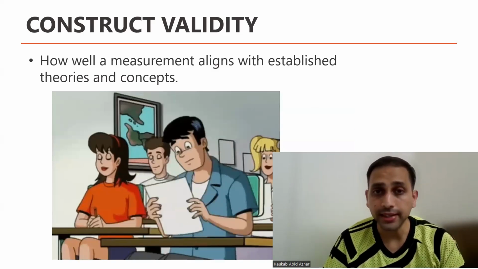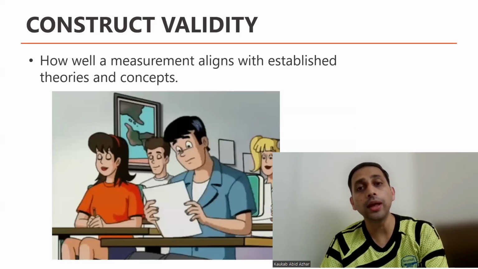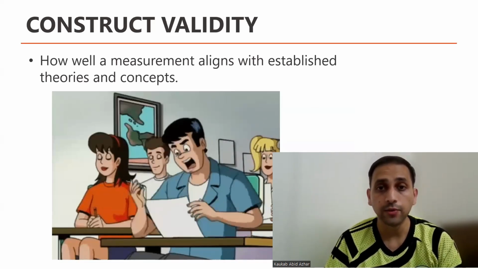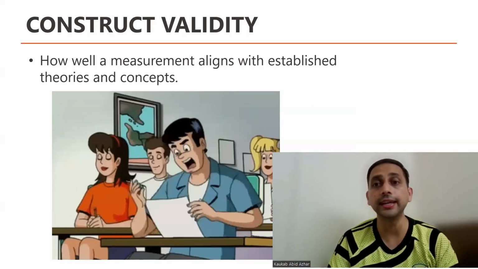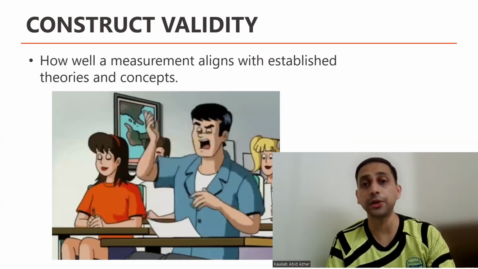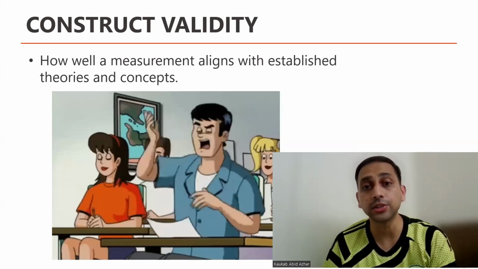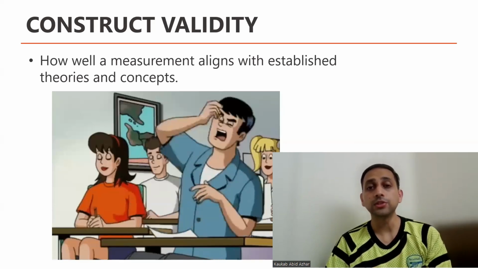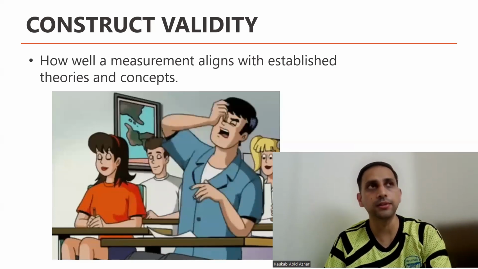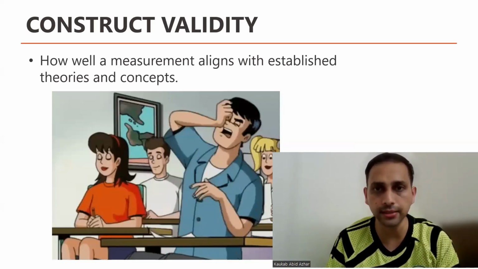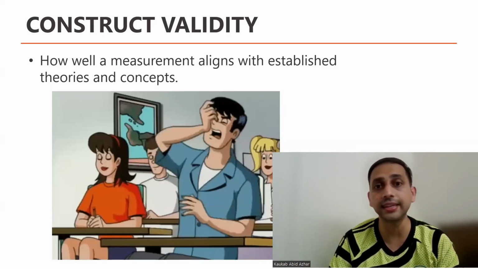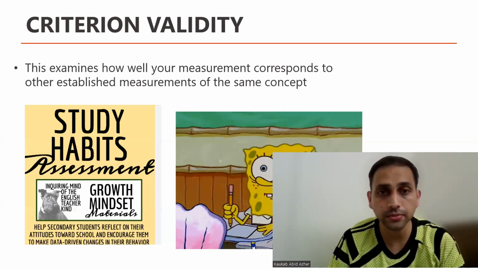What is construct validity? Now, this assesses how well a measurement aligns with established theories and concepts. For instance, if a new test measuring intelligence or IQ produces results similar to an established IQ test, it has high construct validity. Without construct validity, the new test might not accurately measure intelligence, but rather something else like memory skills. So, this misalignment would make the test results misleading and untrustworthy.